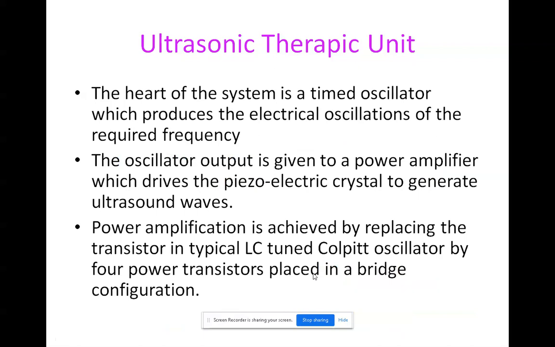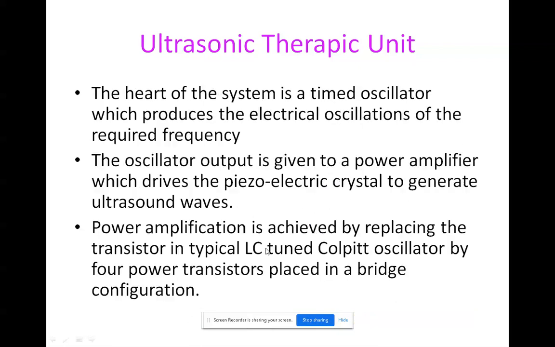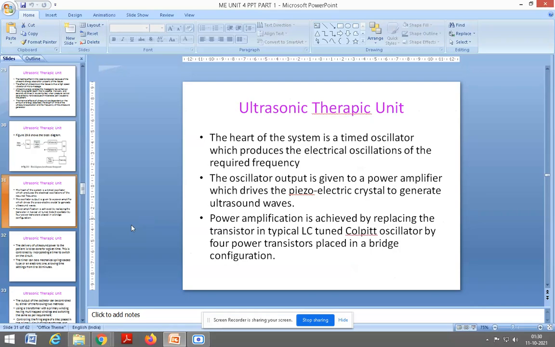So the explanation for this block diagram is given. The heart of the system is a timed oscillator. So the heart of the entire system is your oscillator, which produces the electrical oscillations of the required frequency. Okay, which will produce the oscillation, that is a waveform or signal, which needs to be given to the body parts. Okay, so the oscillator output is given to a power amplifier, which will drive the piezoelectric crystal to generate ultrasound waves.